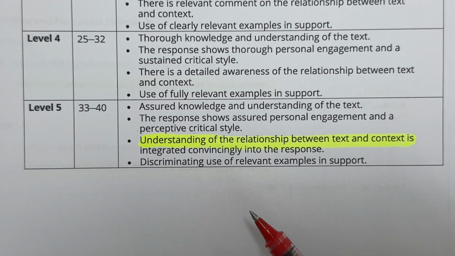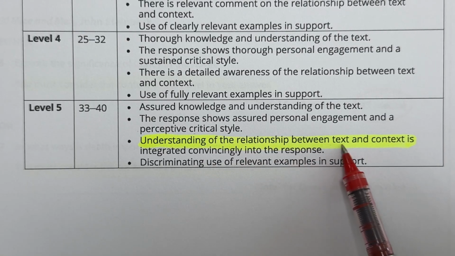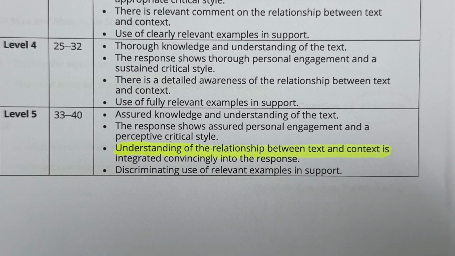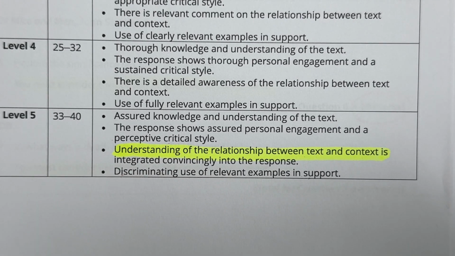And always understanding the relationship between text and context. So in this case, if you have studied Of Mice and Men like we have, you'd be talking about the Depression, you'd be talking about the 1920s, you'd be talking about racism, you'd be talking about the American Dust Bowl, you'd be talking about the plight of itinerant migrant workers, and so on and so on. So wherever you can weave that into your answer, do. And finally, always, use of discriminating relevant examples in support.